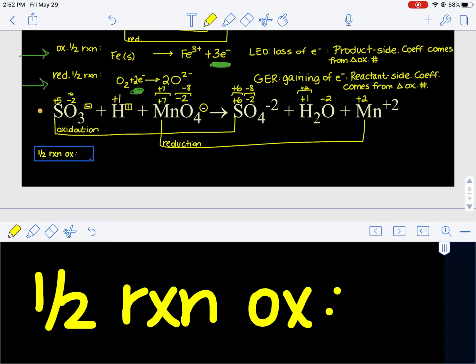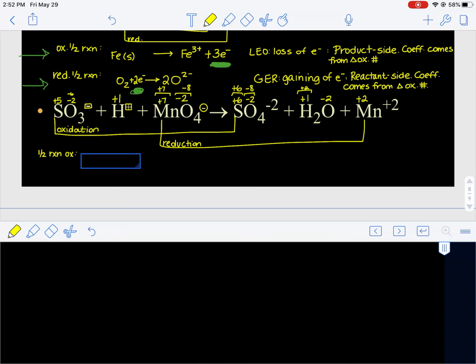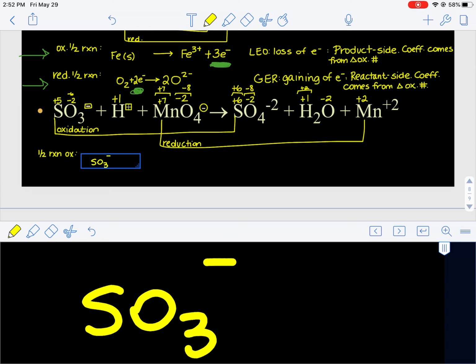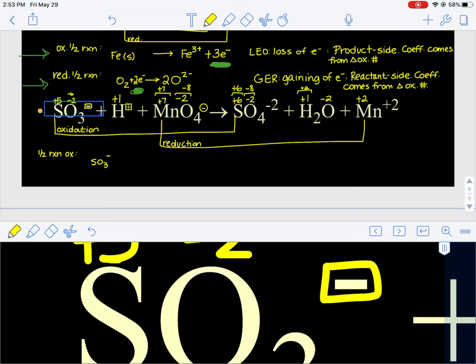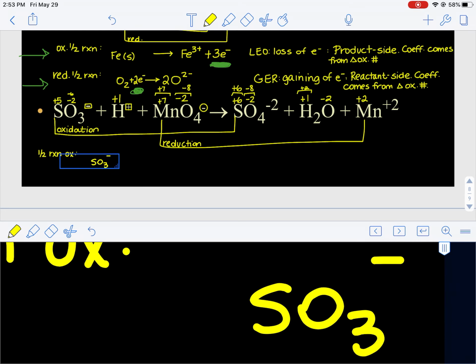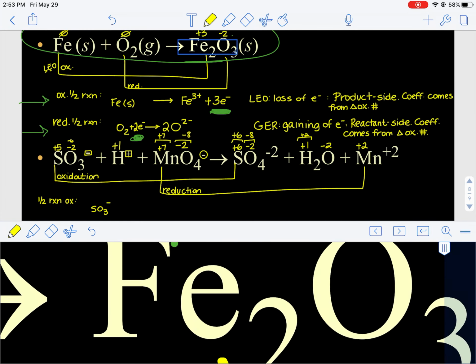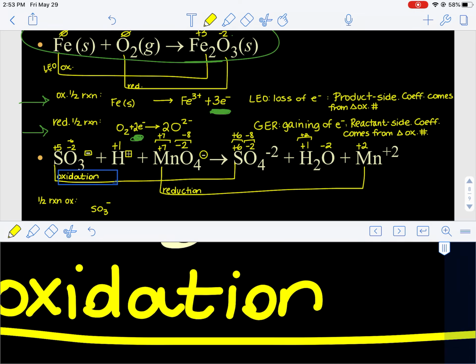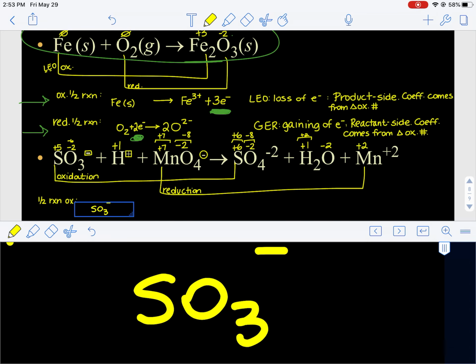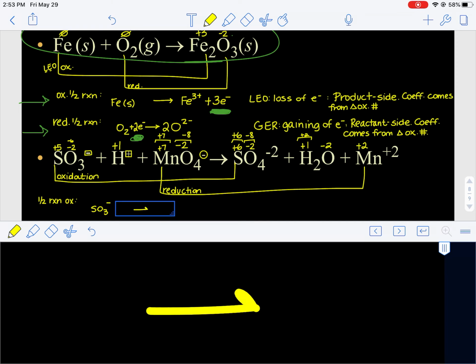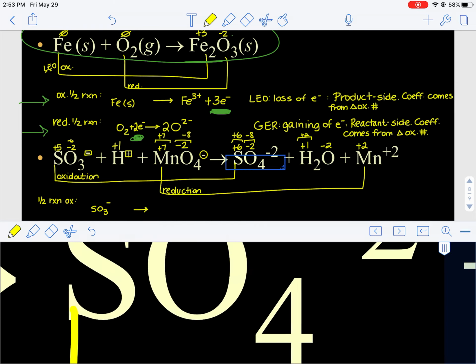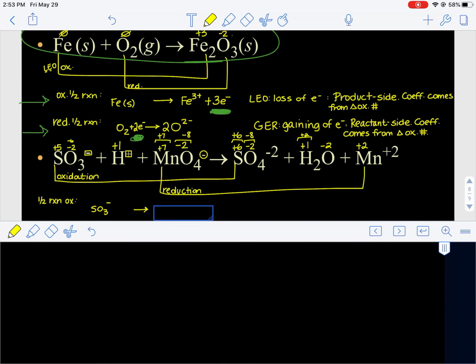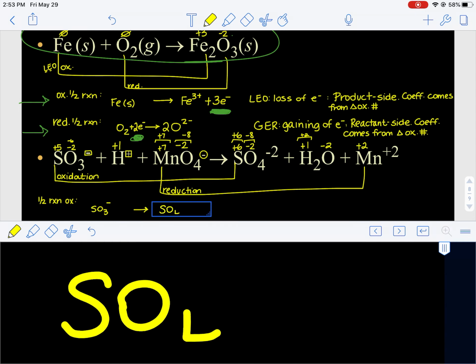The half reaction that is oxidation. We've got this SO3 with a negative 1. Why didn't you break that up? I didn't break that up because it's already an ion. You can't break an ion up anymore. We broke up the iron 2-3 oxide into ions, but you can't break an ion up anymore. So you've got that SO3 minus, and then we have our arrow, and it's changing to SO4 2 minus.